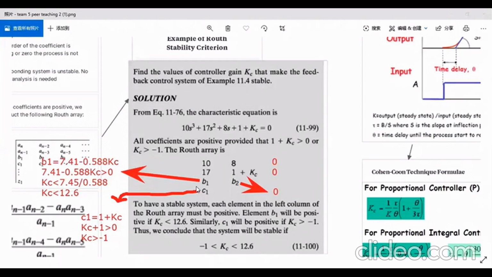So in order to obtain the range, you need to make everything become more than 0. So B1 is 7.41 minus 0.588 Kc more than 0, then you will get the range. And Kc plus 1 more than 0, you will get the range. So the final answer is the system will be stable if Kc is in the range of -1 and 12.6.